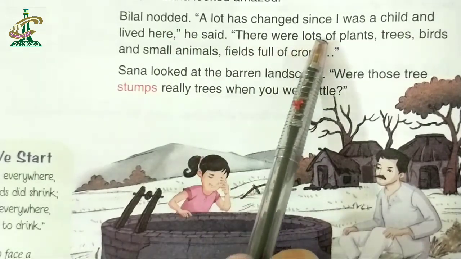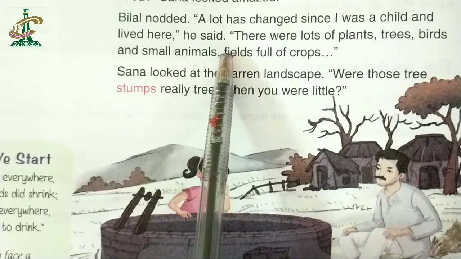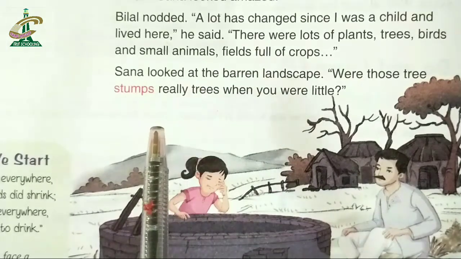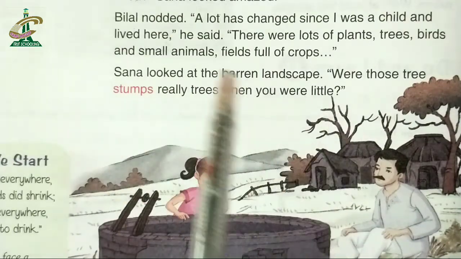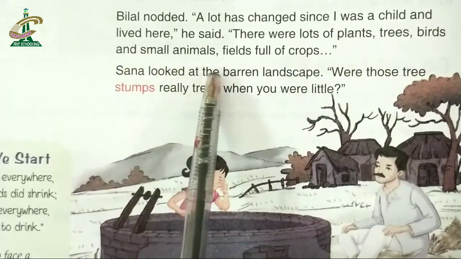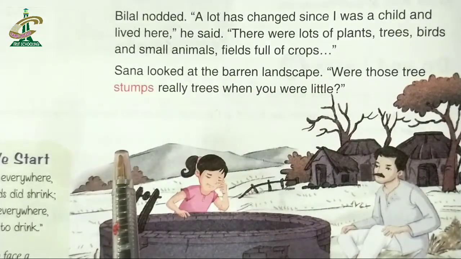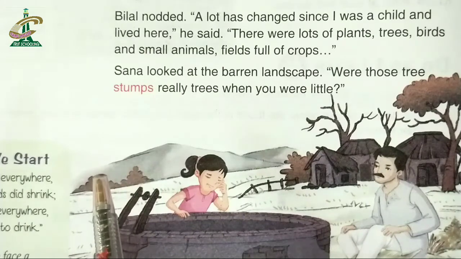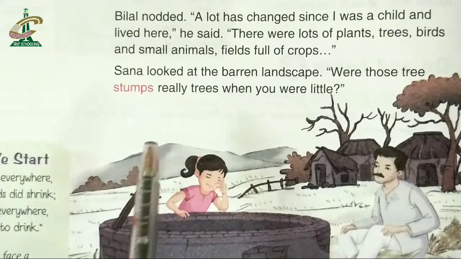A lot has changed since I was a child and lived here, he said. Bilal is telling Sana about the past, that when he was a child, things were different and now as he's an adult, things are different. The village is now changed. And what were the changes? There were lots of plants, trees, birds and small animals, fields of crops. The changes are, previously there were plants, trees, fields of crops, etc. Along with that, there were birds and small animals too. Thus, a pleasant environment of the village is depicted.